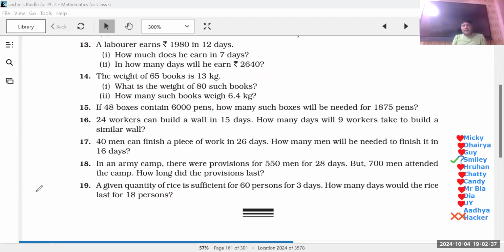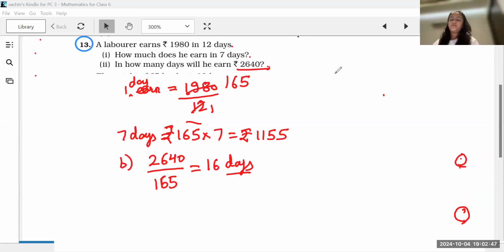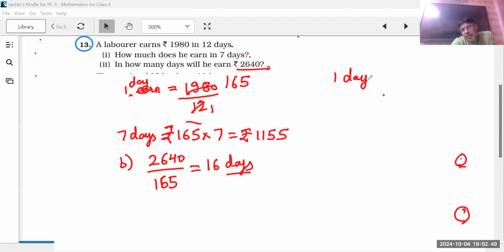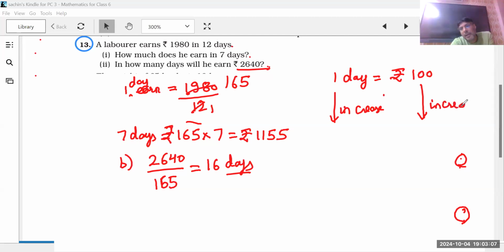Now, guys, right now, all the questions we did, you have to notice one thing. Let me show you the questions from the start. If he earns something in one day, let's say he earns 100. So, if the days increase, his earning increases or decreases? What happens to the earning? Increase. So when both of them increase, this is called direct variation.